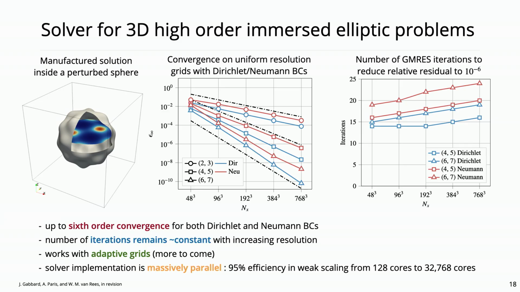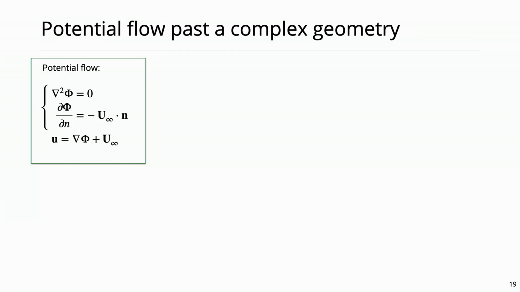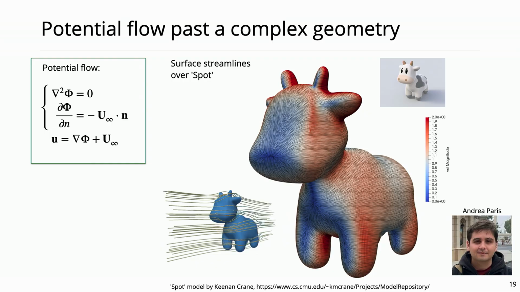So we scaled this all the way up to 32,000 compute cores on a supercomputer, and we maintain about 95% efficiency in the weak scaling. So that gives us the ability to tackle large-scale problems, and it sort of solves the last problem of our immersed method. And my visiting student, Andrea Paris, wanted to apply this to something fun, so he solved the potential flow, which is essentially a Laplace equation with a Neumann boundary condition, past a cow.